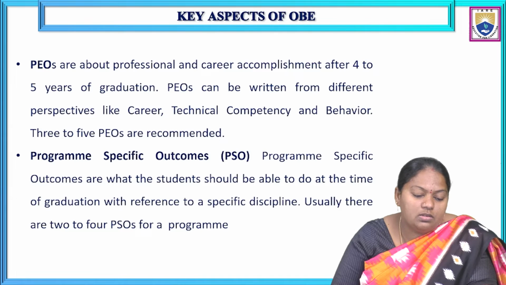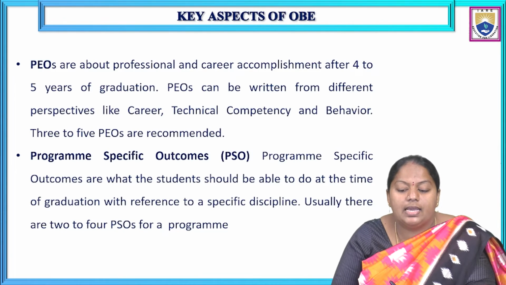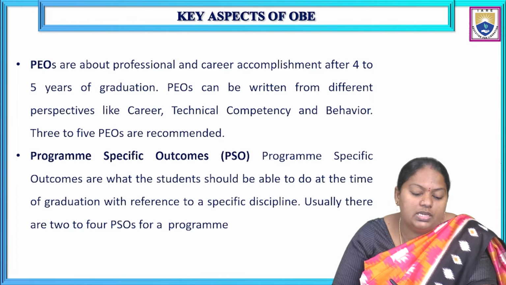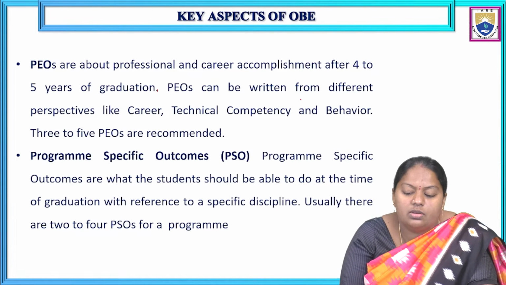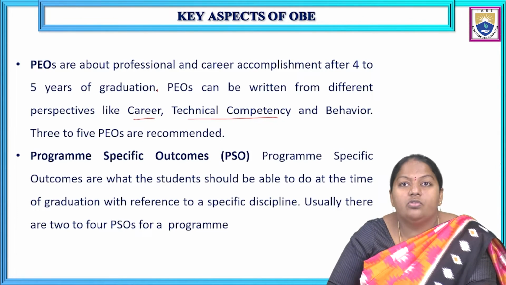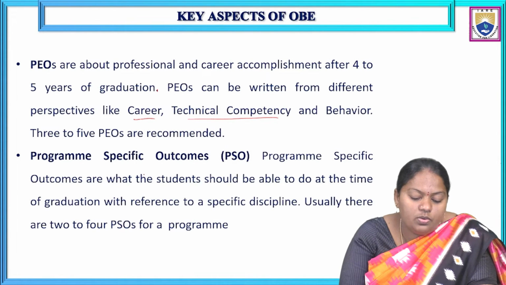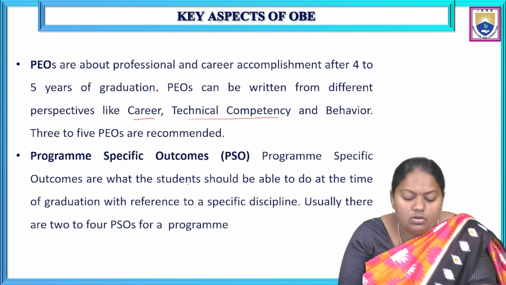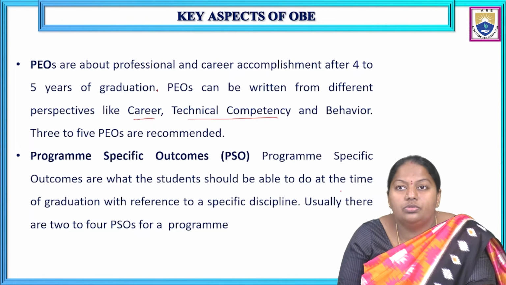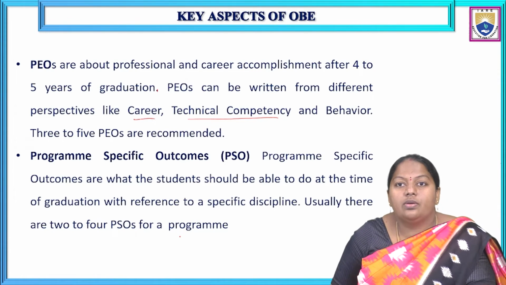Next, some of the key aspects are again PEOs and PSOs, where PEOs are about professional and career accomplishment 4 to 5 years after graduation. PEOs can be written from different perspectives like career, technical competency, and behavior. 3 to 5 PEOs are recommended for a program. Next, program specific outcomes. These are what the student should be able to do at the time of graduation with reference to a specific discipline. Usually there are 2 to 4 PSOs for a program.